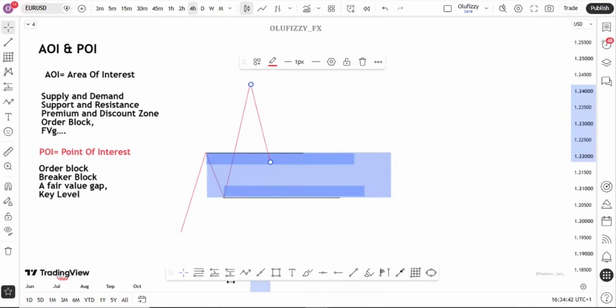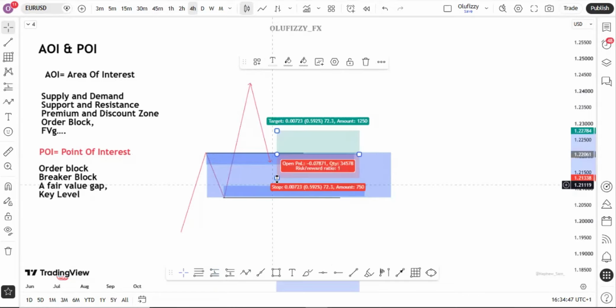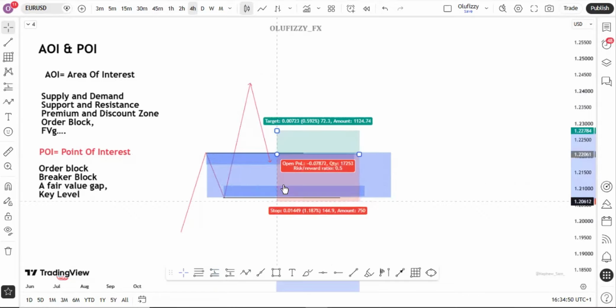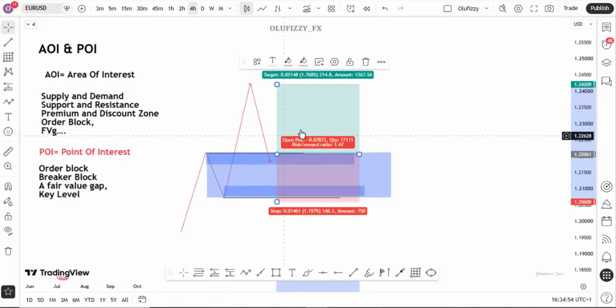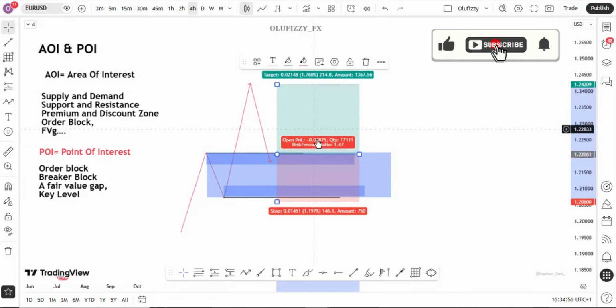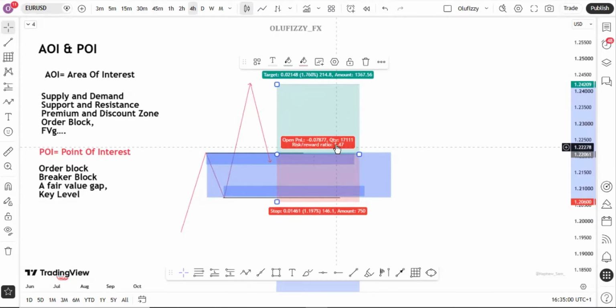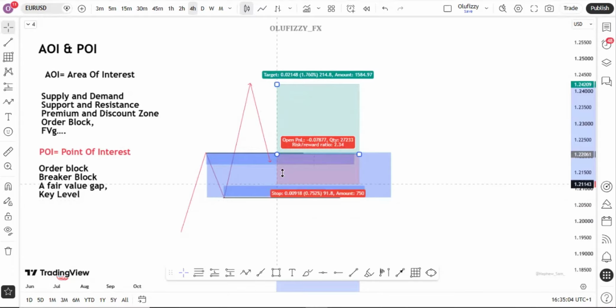So in this case, let's say you want to buy, maybe you just buy straight from this point of interest there, and you put your stop loss below here. Maybe you are targeting this high. In this case, you see that the risk to reward here is very, very small, which is about 1:1.4.